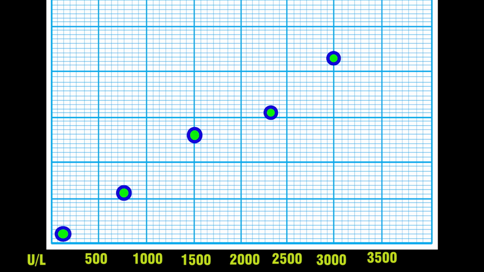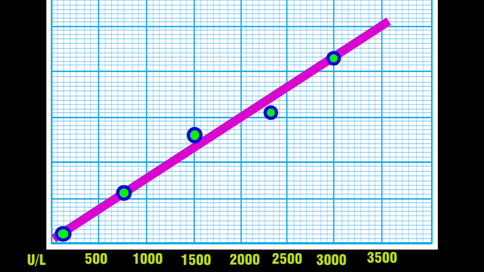Linearity: amylase linearity materials are available from level 1 as 3 units per liter, level 2 755, level 3 1507, level 4 2258, level 5 3010, and level 6 6554.